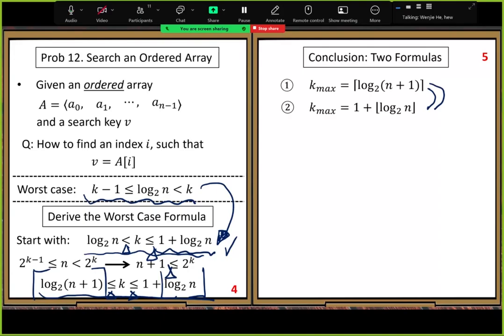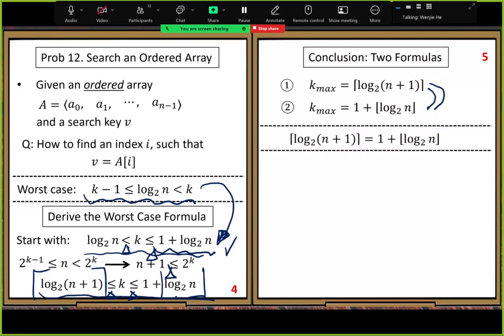We can prove these two formulas are always the same by mathematical induction. Here I do not show you the details of the mathematical induction, because I want to save some time. I'll just tell you the result: it can be proved they are the same. And these two expressions being the same is also given in an appendix of our textbook.